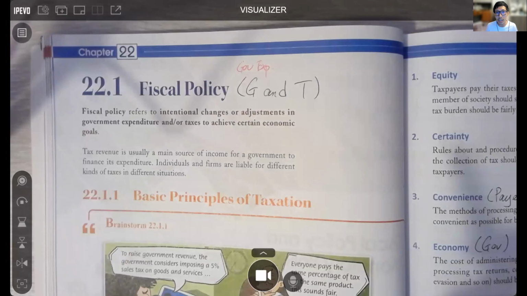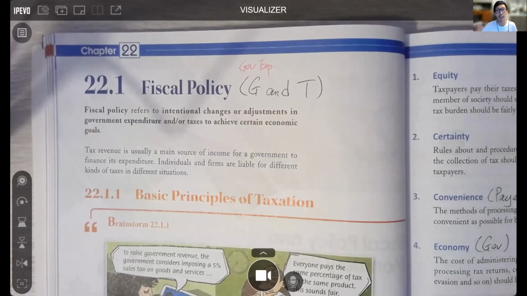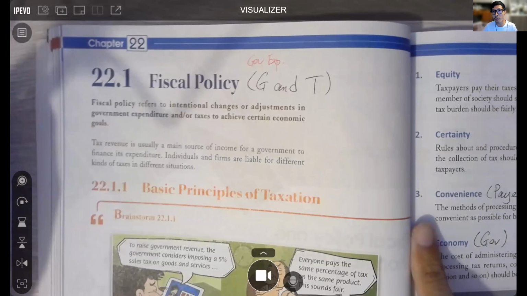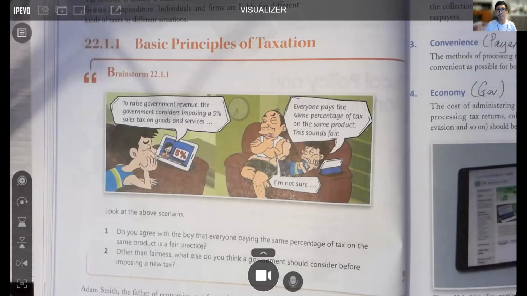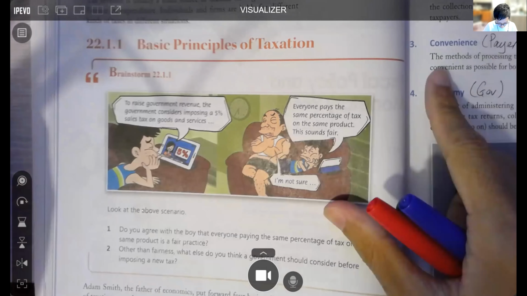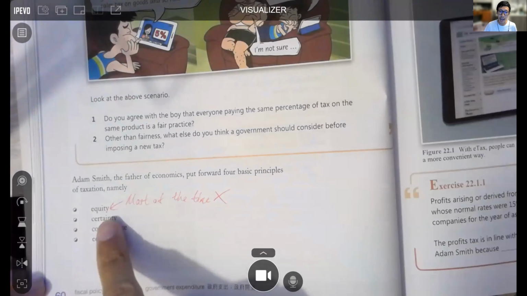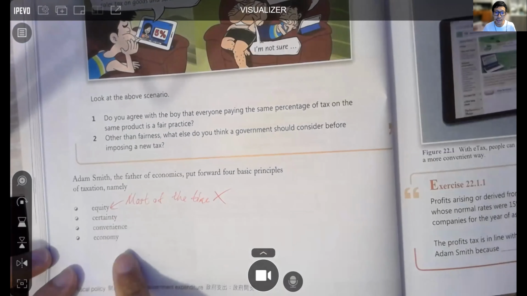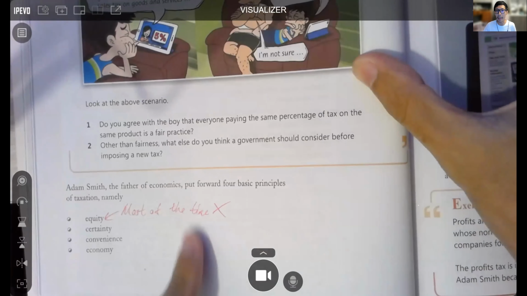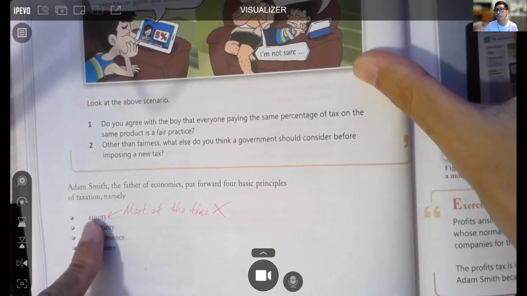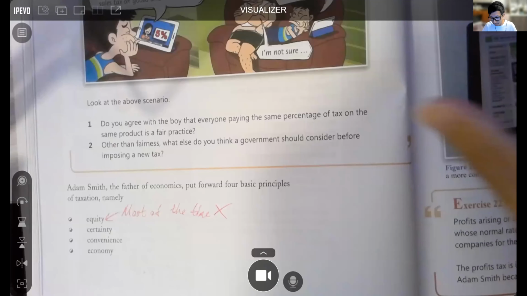Now taxation, before we can talk about the collection of tax, first we need to understand there are four basic principles put forth by the father of economics, Adam Smith. He put forth four principles of so-called effective taxation. The four principles are as follows: equity, certainty, convenience, and economy. Now you see here, I already have some remark. In terms of equity, most of the time in real life, it cannot be met. I will explain later, okay?